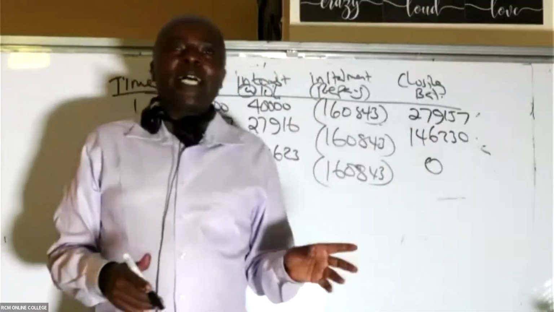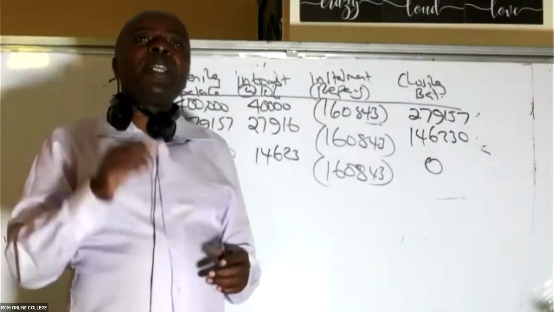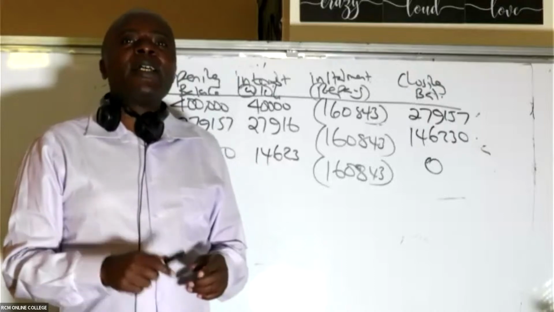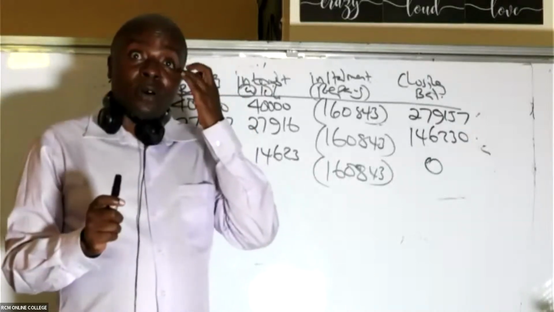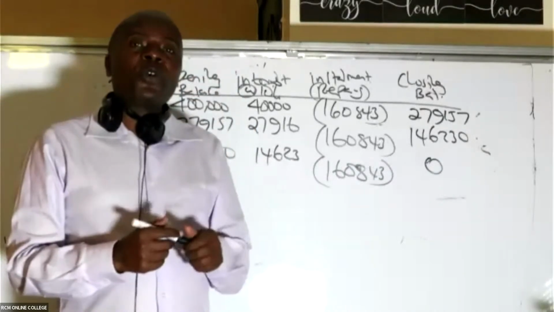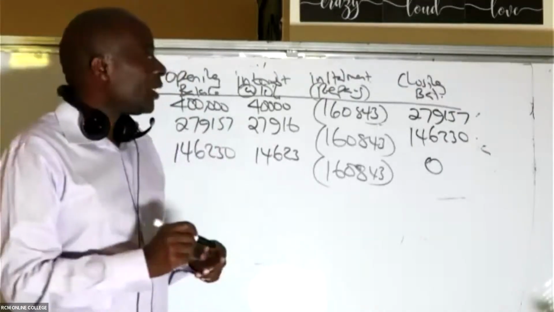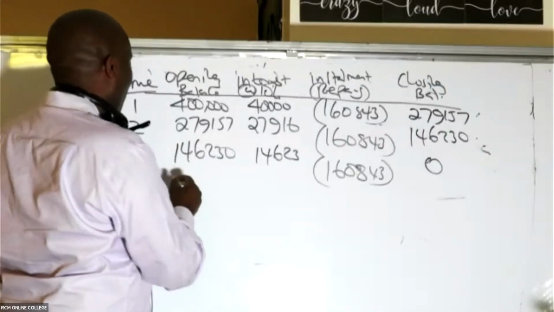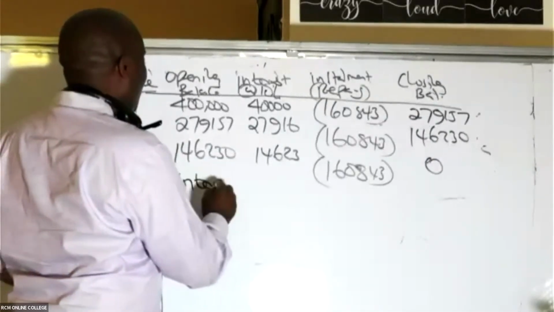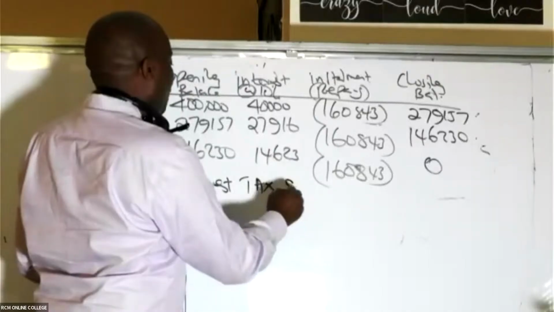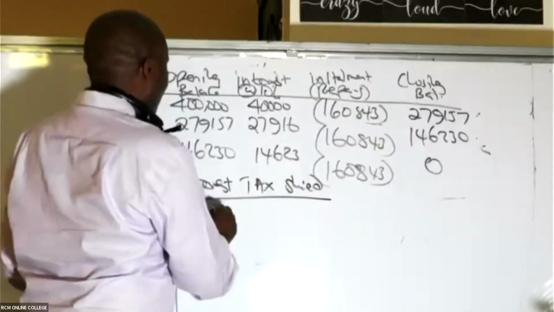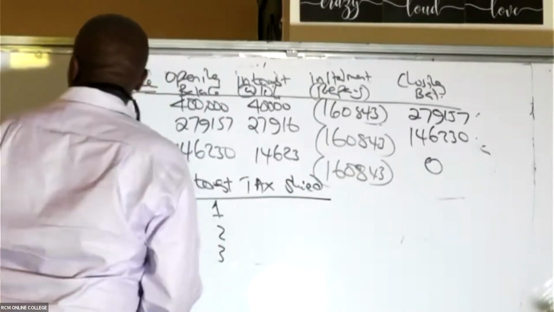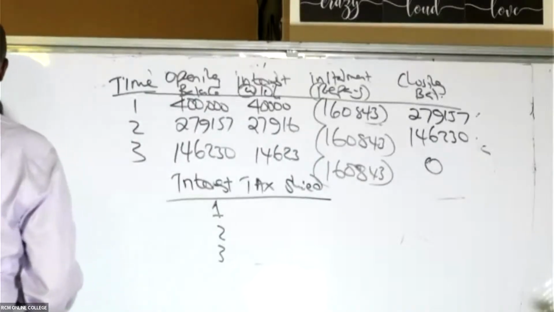Sasa, one of the things that you will be required here to appreciate is the present value of the interest. So what we call the interest tax shield. Interest tax shield. So I would want you to prepare something here, another table of interest tax shield, very easy. So we have year 1, year 2, year 3.